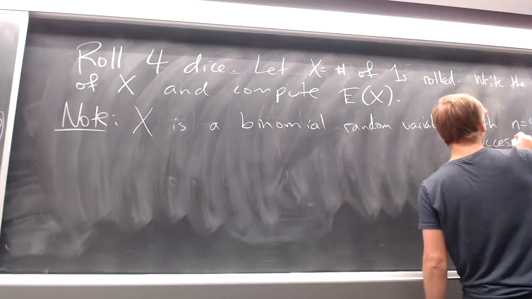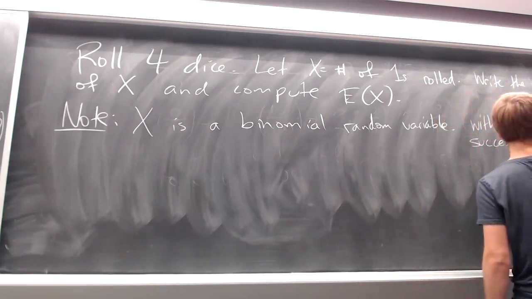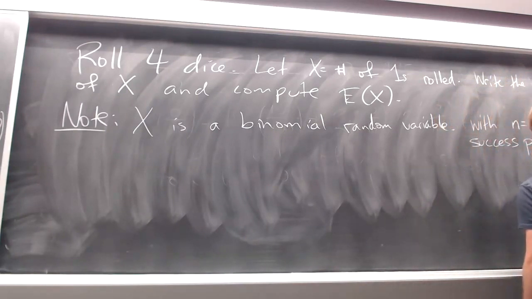Success probability: if we think of a success as being rolling a 1, then the success probability is p, which is 1 over 6, and failure probability q, which is 5 over 6.